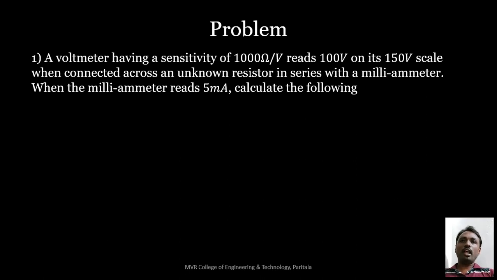So it was reading 100 volts on its full scale. Full scale means the 150 volts scale. So it has the full scale value of 150. That means it can calculate the voltage from 0 to 150. So when it was connected across an unknown resistor in series with a milliammeter. When the milliammeter reads 5 milliamps, calculate the following.